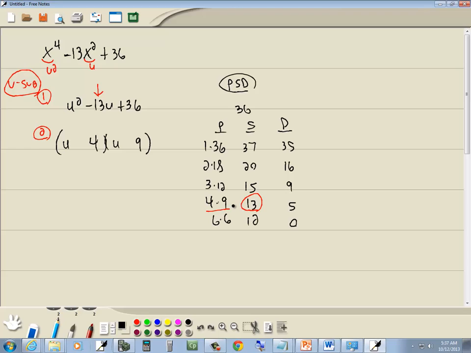Now our larger number in the P column that we're using, which is the 9, is always going to be the same sign as the middle term, which is negative. The number we circled is in the S column, S for same sign. Since the 9 is negative, then the 4 will be negative.